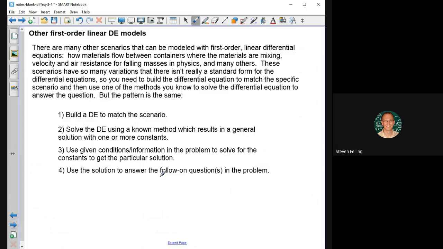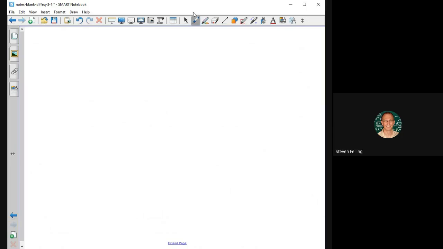But the general pattern will be this. You'll find a differential equation that matches the scenario in some way, solve that differential equation using a known method that results in a general solution with one or more constants, use the given conditions and information to solve for the constants to get the specific solution, and then use that solution to answer the follow-on questions in the problem. All right, that's it for 3.1.